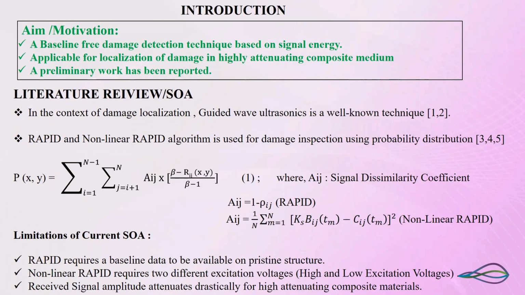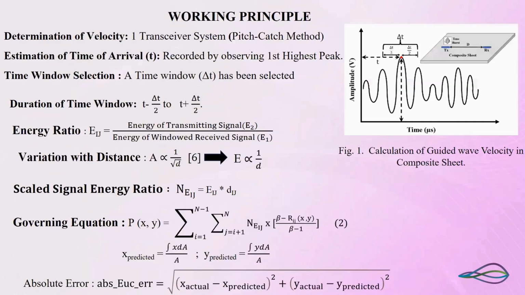First of all, RAPID always requires one baseline data, or one ground truth data, to be available. Only then can we do the damage localization or defect localization in any of the materials. Secondly, nonlinear RAPID always requires two different voltages to be excited, one high and another low. When we have highly attenuating composites, getting a good response at the receiver for a low input signal is very challenging. Our work tries to overcome these limitations.